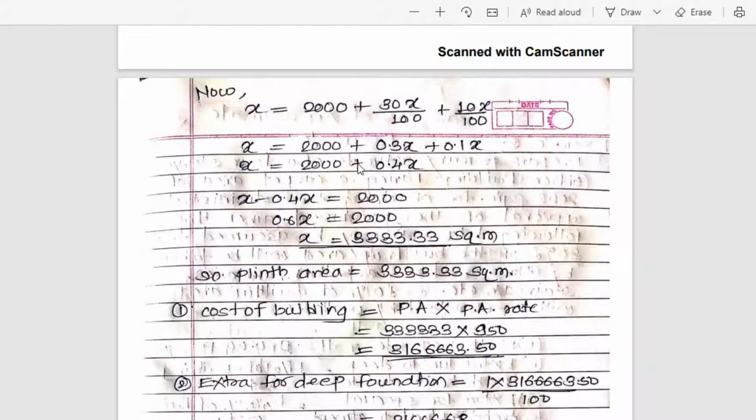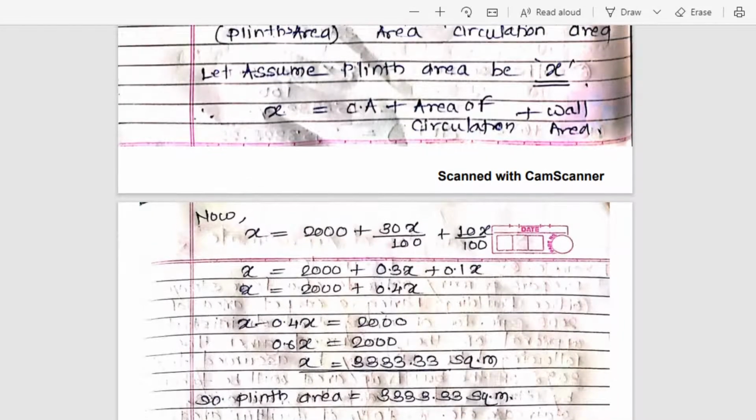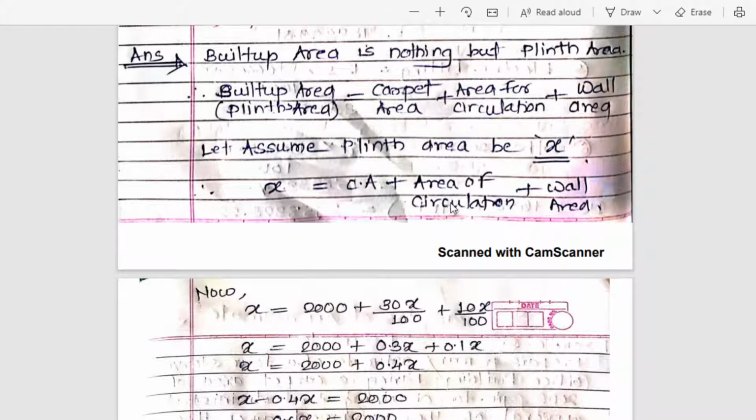Now the plus 0.4x goes to this side as minus 0.4x. So x minus 0.4x is equal to 2000. Okay, so 0.6x is equal to 2000. So x is equal to 3333.33 square meters. So this x is your built up area, that is nothing but your plinth area. So the plinth area of your building is 3333.33 square meters.